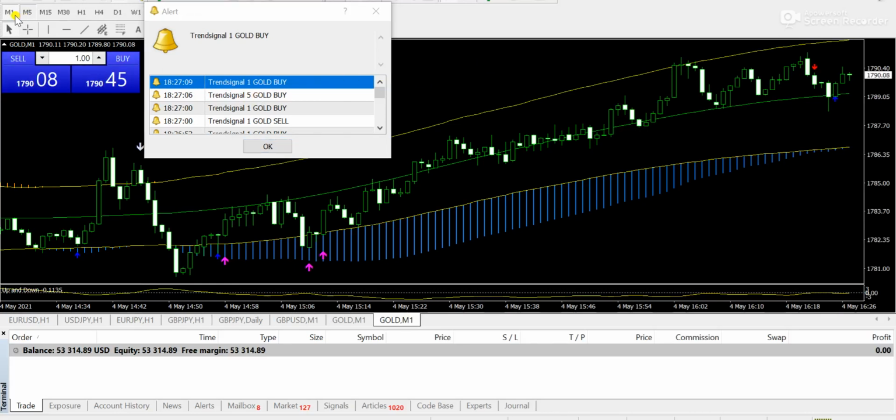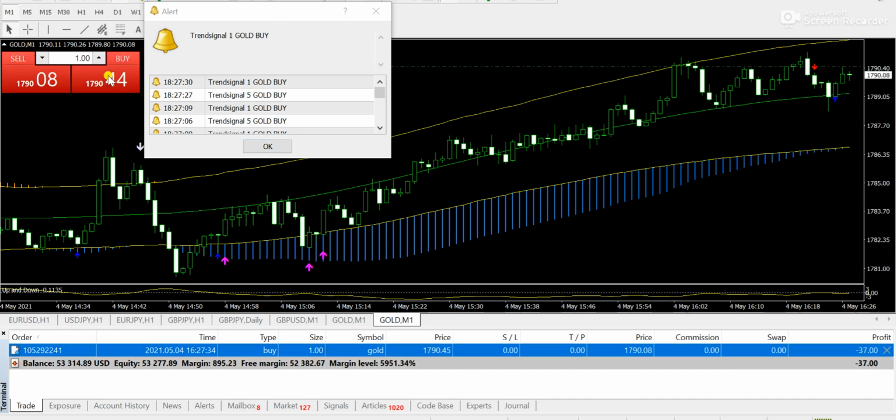So guys, I have received a buy signal on the 1 minute time frame. You can see on the gold. I have received a buy signal and I'm going to take a buy trade on this currency pair. Sorry, not a currency pair. This is the gold 1 minute chart. And guys, let me show you. I received a pop-up on my screen.